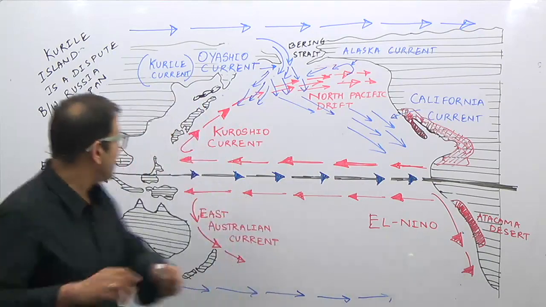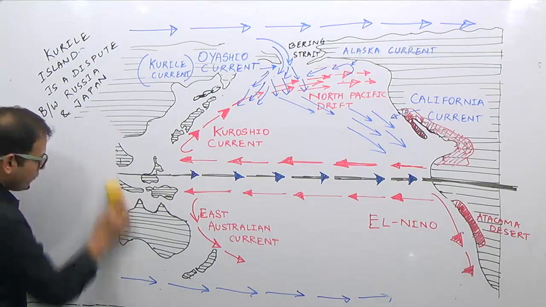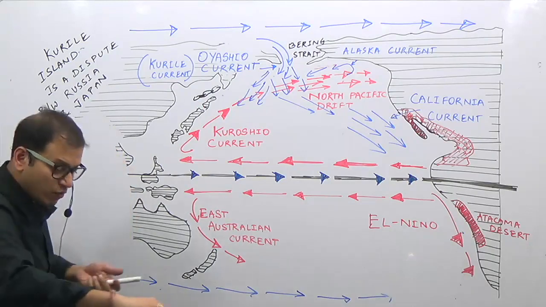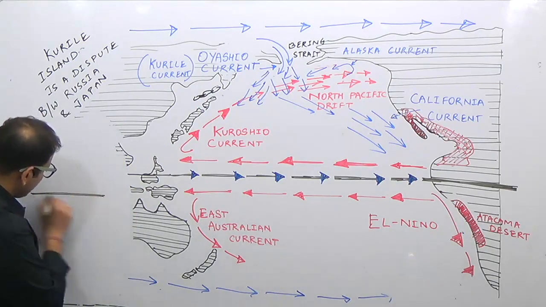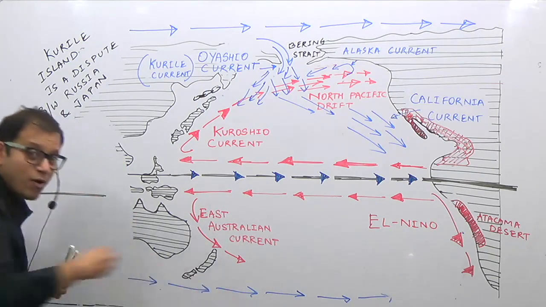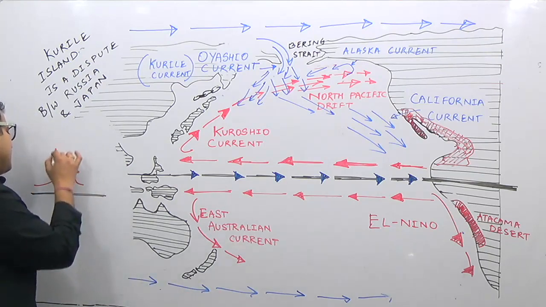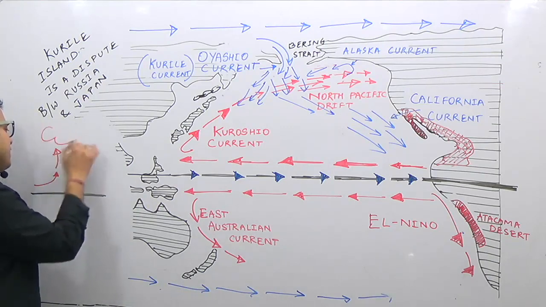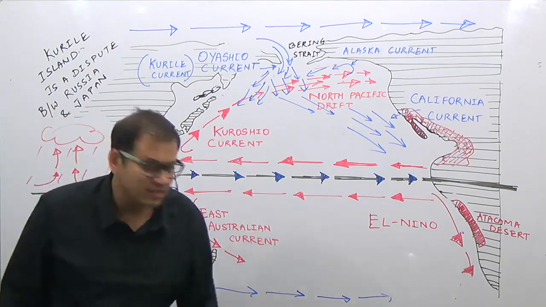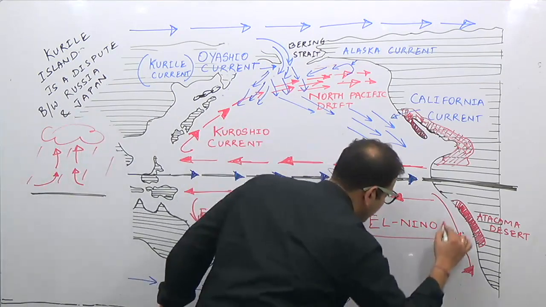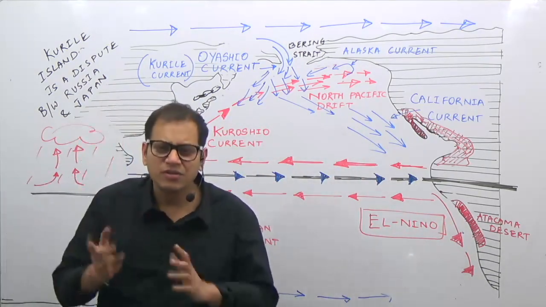Whenever a warm current comes in any region, what does the warm current do? Because of the coming of a warm current, a low pressure zone develops. Because of the low pressure, the air rises upwards and there is very heavy rainfall in this region. So the Atacama Desert, which is the driest desert in the world, receives very heavy rainfall during the El Nino year. This El Nino changes the dynamics of the ocean.